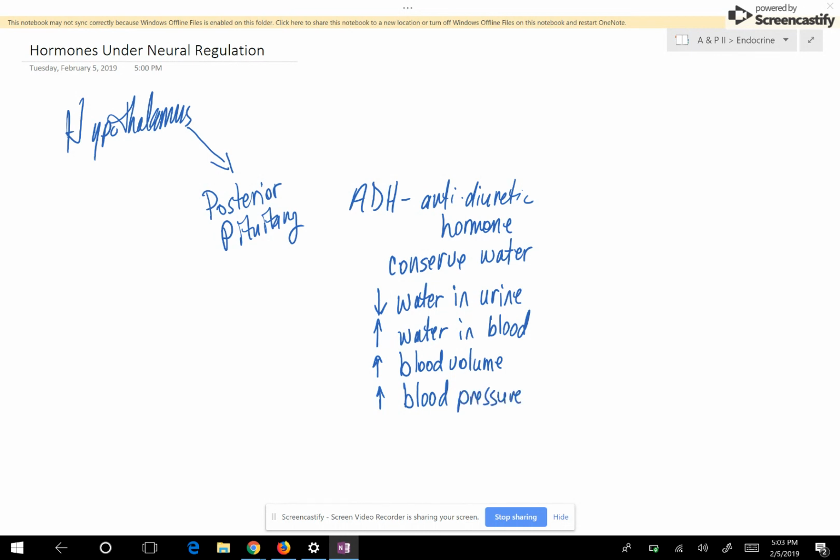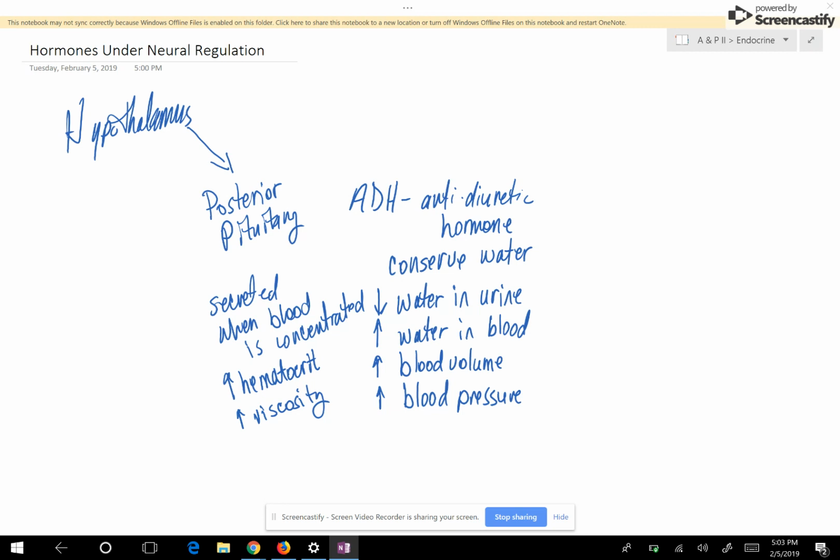Okay, the reason that ADH is going to be secreted in the first place is that it is secreted when the blood is concentrated. If we go to our blood chapter, I think you've learned another word there. It is secreted when you have a high hematocrit, or if you have high viscosity of blood.